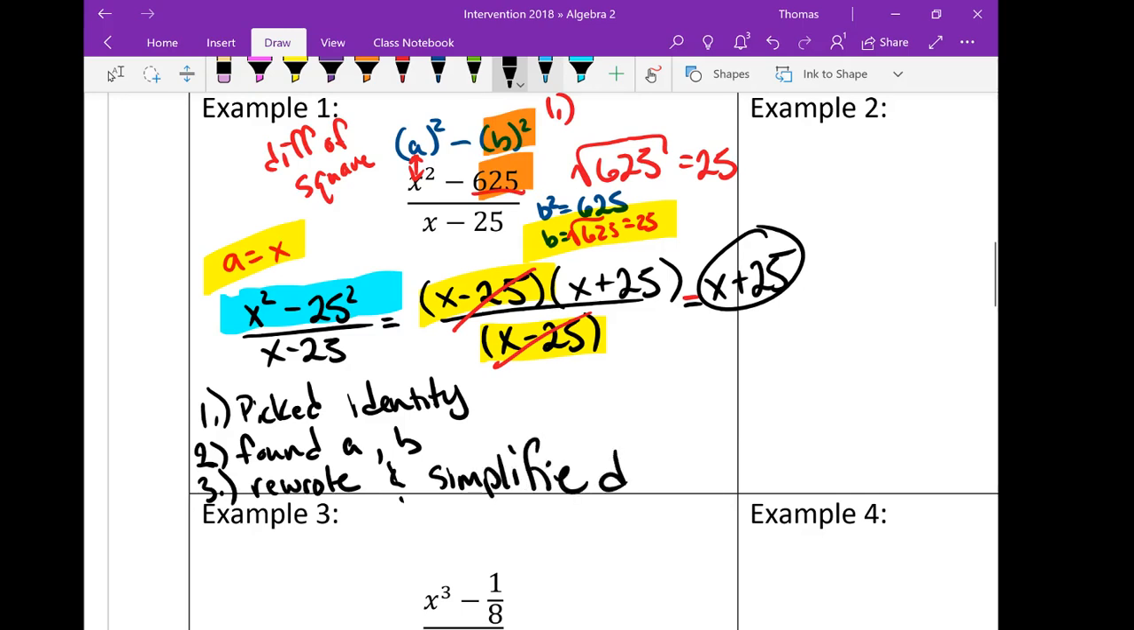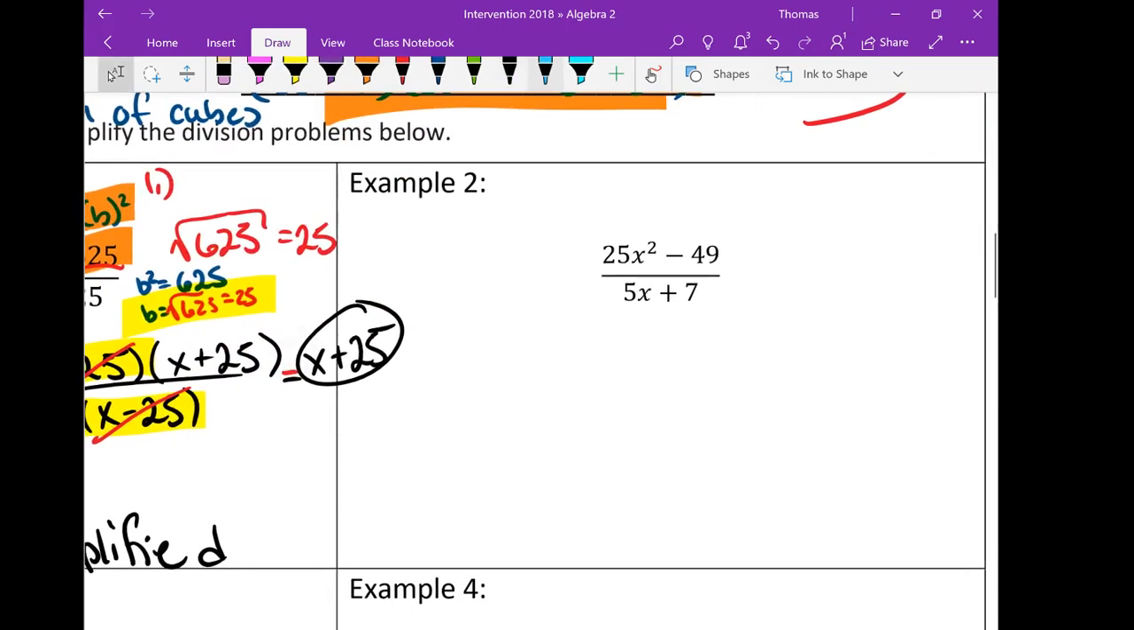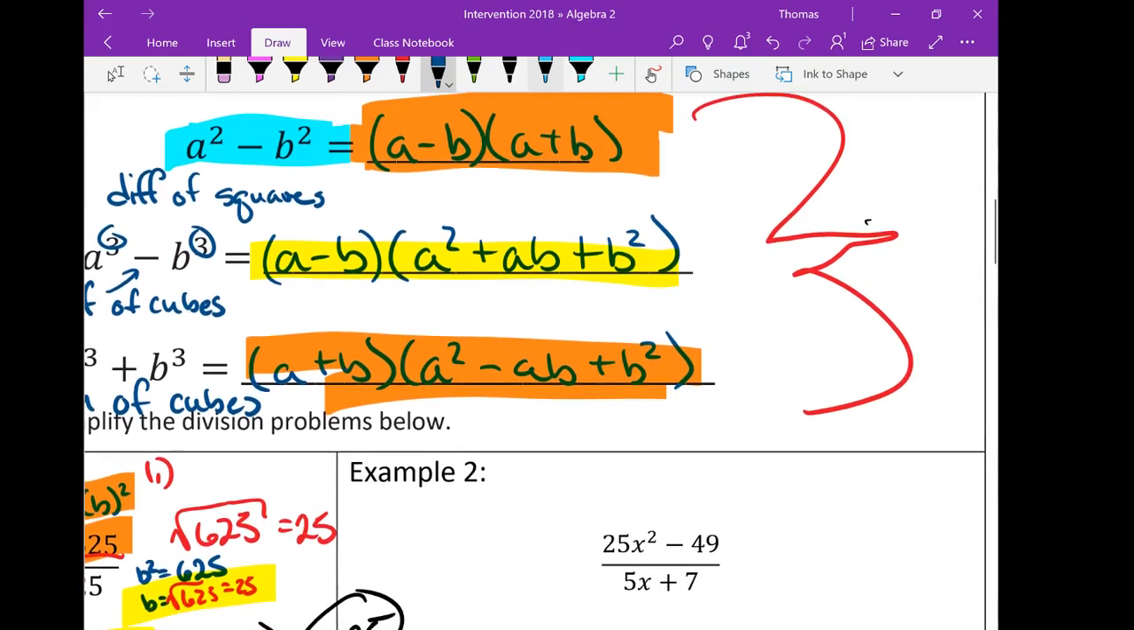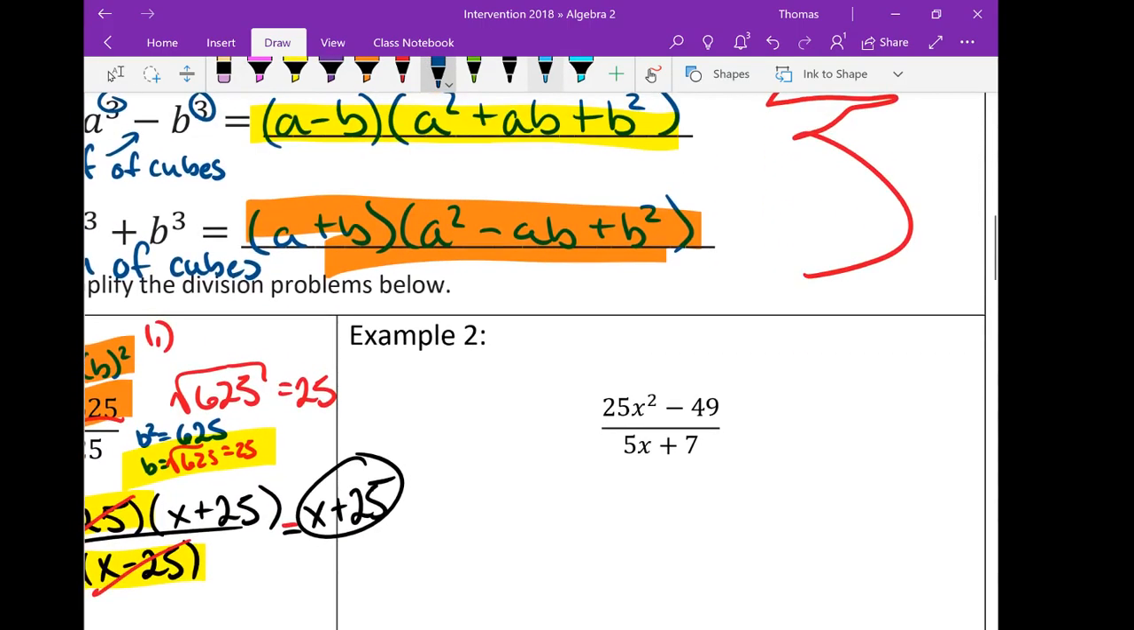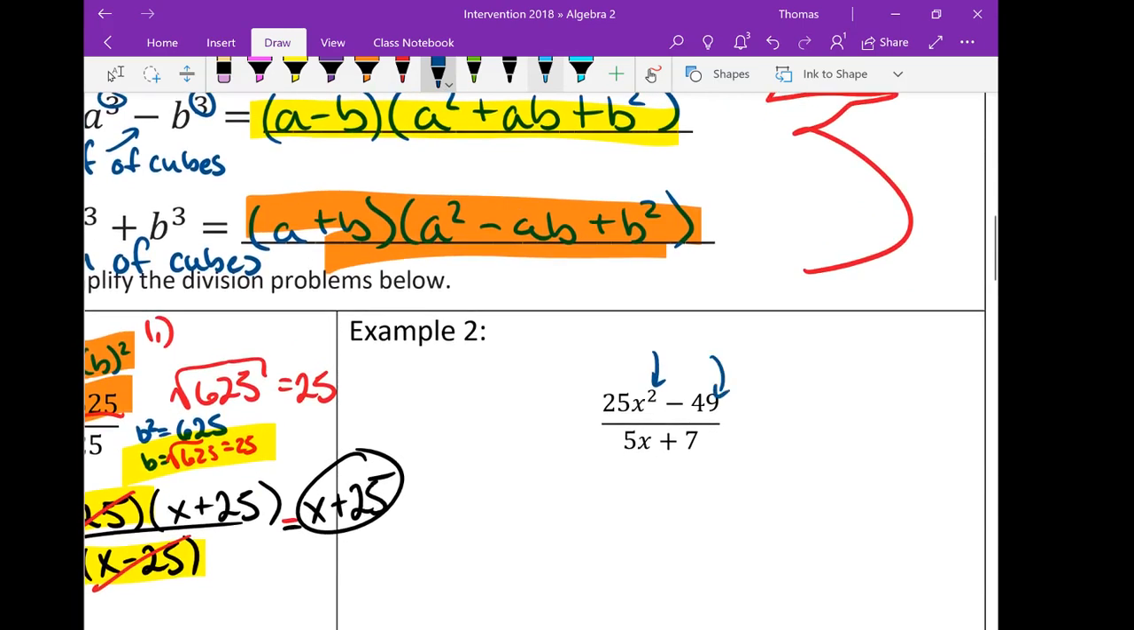That's just one example. Let's try out another one here. This time, now that we have this overall process, we'll be able to walk through it a little bit more quickly. So for example 2, again, the first step I want to do is pick out which identity I think is appropriate. I see that there's a squared here. I look at 49 and I think to myself, 49, is that a perfect square? Yeah, square root of 49 is 7. 7 squared. So I think I want to use difference of squares again here.